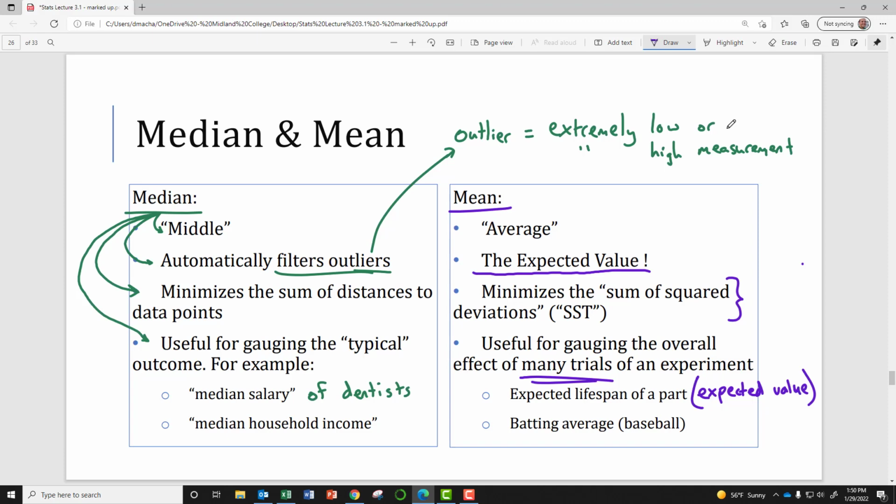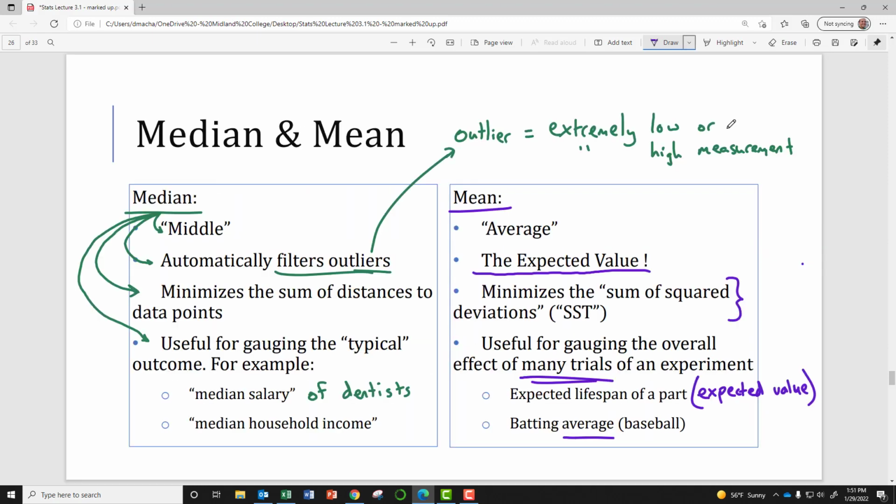And again, in baseball, we talk about batting averages and not batting medians, because maybe what you care about is how many hits he gets after many hits. Baseball players have a lot of opportunities in their career to be up to bat, and so we care about a batting average.